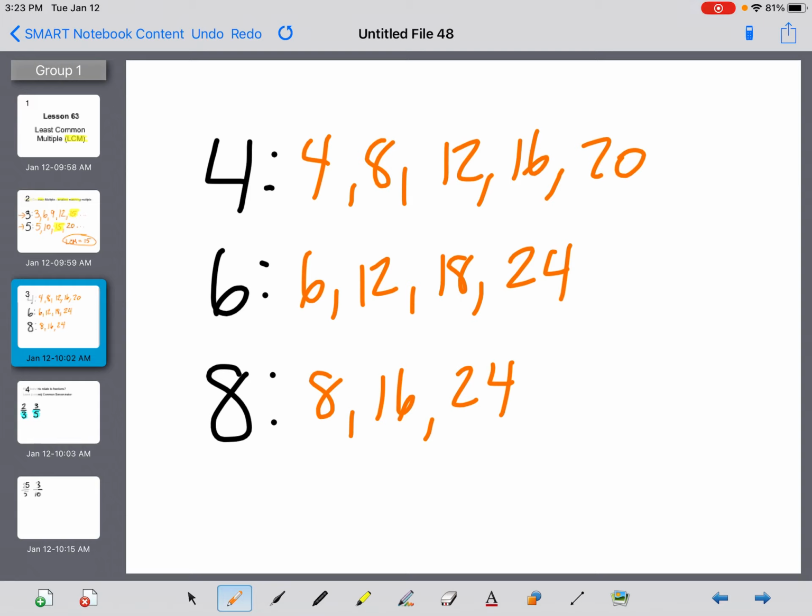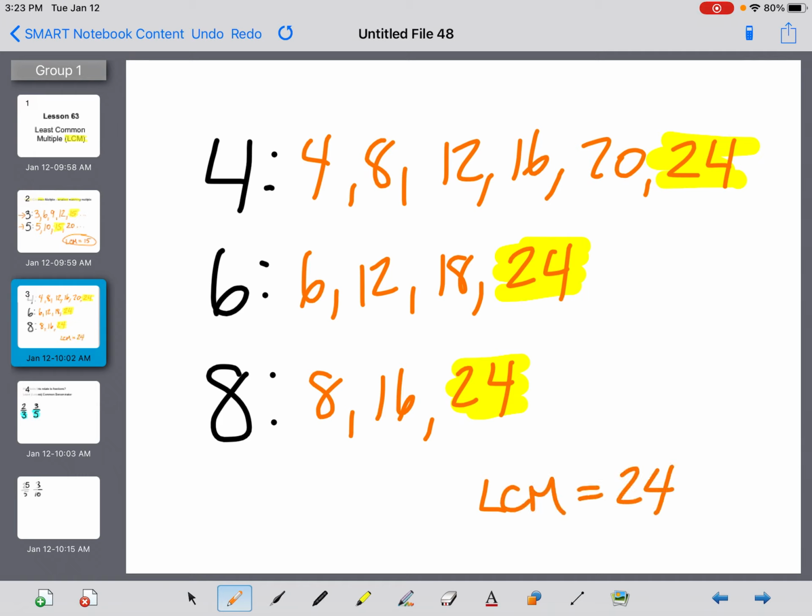24. And notice I have a matching multiple here already, but we need one that's matching between all of them. But if I go back up to my 4 list, you should notice that if I just go one more, I have a 24 there as well. And that is the smallest matching multiple between them. So the LCM, least common multiple, of 4, 6, and 8 is 24. So you can do the least common multiple with more than 2 numbers, and I think a couple of your questions in your textbook are going to ask you to do that.